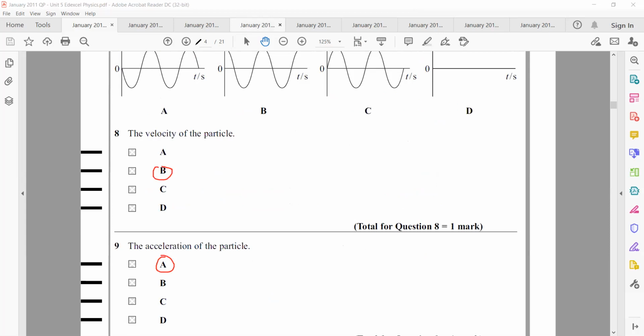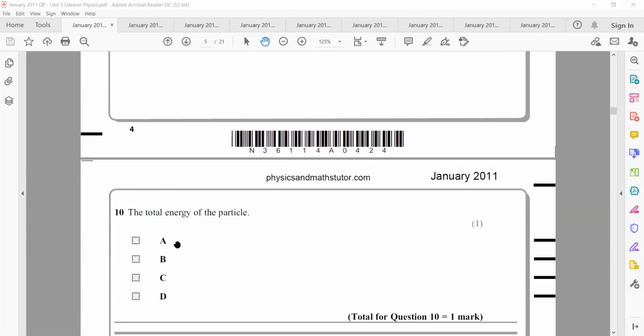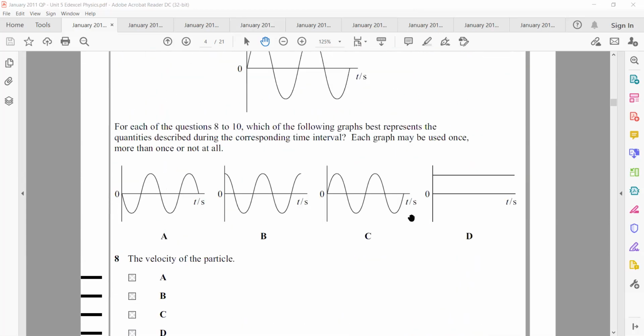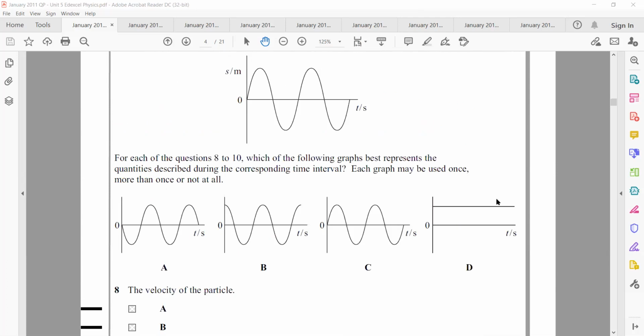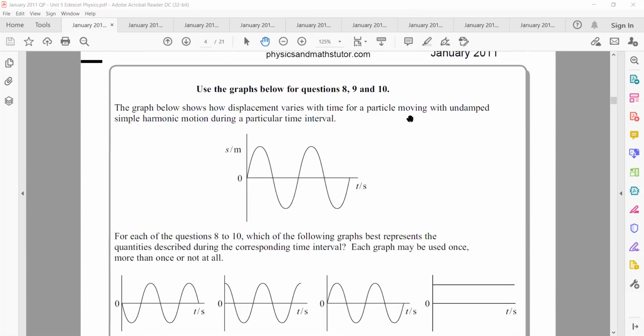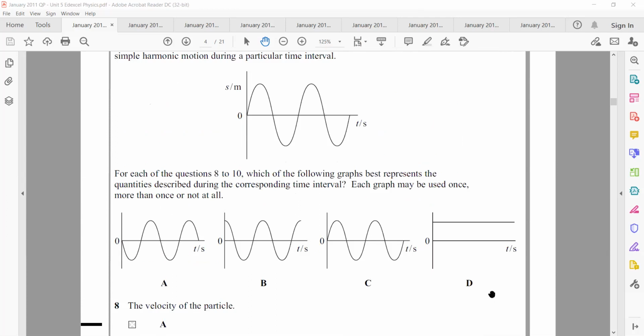And the last question, question 10, also we have to use this graph. The total energy, which graph is representing the total energy? For 10 it is D, because the total energy of the system is undamped. If it's undamped, the amplitude of the vibration stays the same and the energy is not dissipated. So the total energy will remain the same. It changes only between kinetic and potential.